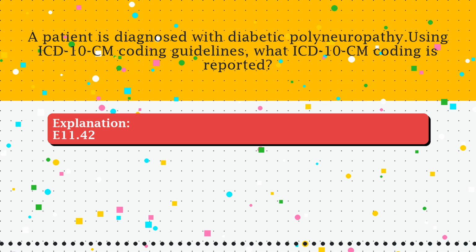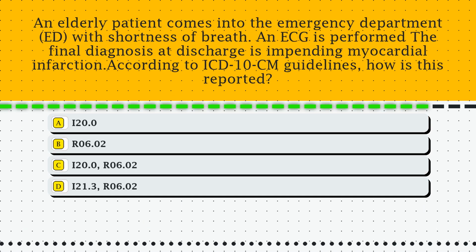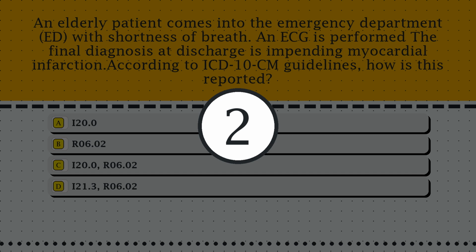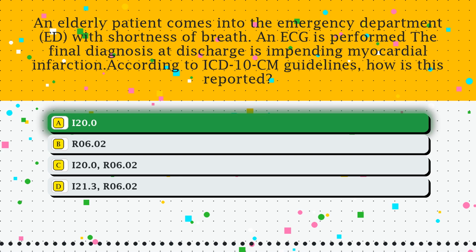Question 22. An elderly patient comes into the emergency department, ED, with shortness of breath. An ECG is performed. The final diagnosis at discharge is impending myocardial infarction. According to ICD-10-CM guidelines, how is this reported? Option A, I20.0. Option B, R06.02. Option C, I20.0, R06.02. Option D, I21.3, R06.02. The correct answer is option A, I20.0.